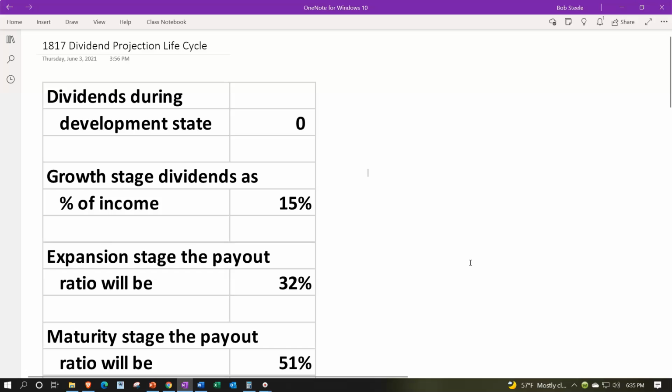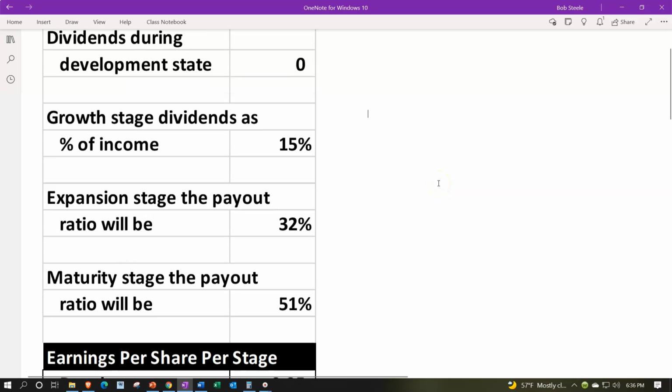The problem we'll be looking into has to do with the life cycle of a corporation and the potential dividend strategy that could be put in place, or the projection of it through that life cycle. So the 4 stages of the life cycle we will be considering are the development stage, the growth stage, the expansion stage, and the maturity stage.